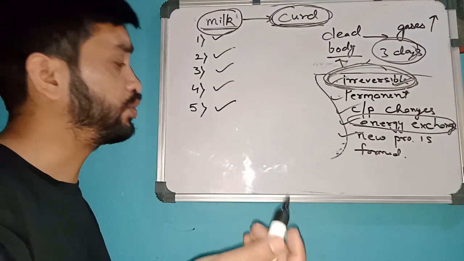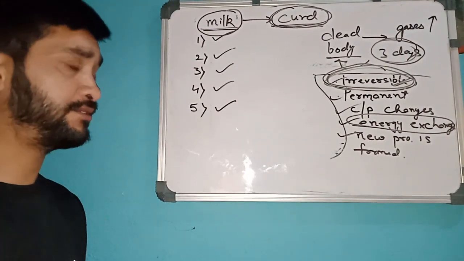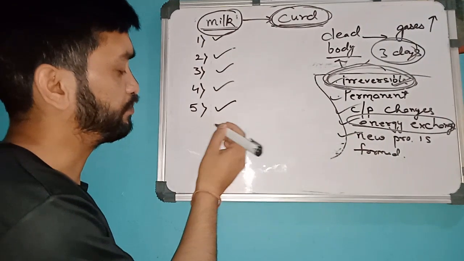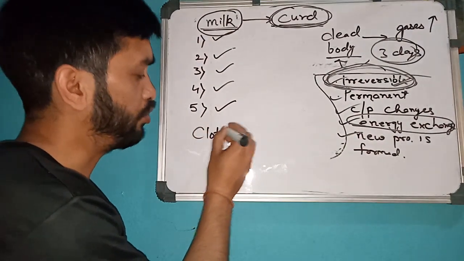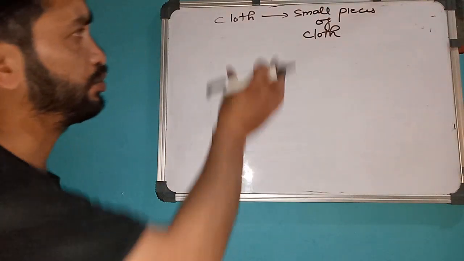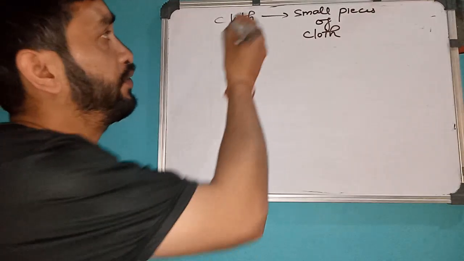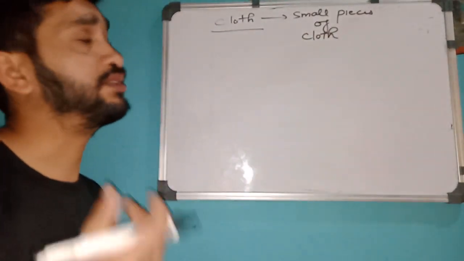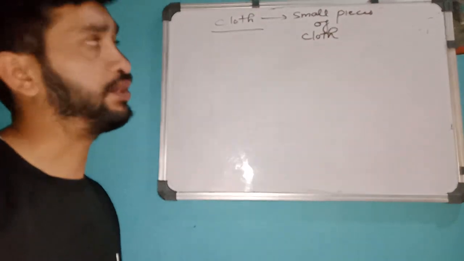Suppose one of the questions which has been repeated many times is, suppose there is a piece of cloth and you cut it. Sorry, there were some technical issues. So we were here. We had taken the example of cloth and small pieces of cloth. I told you that this is one of the repeated questions.